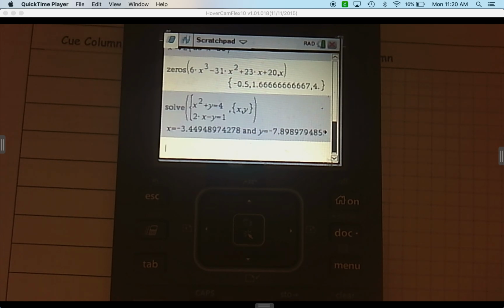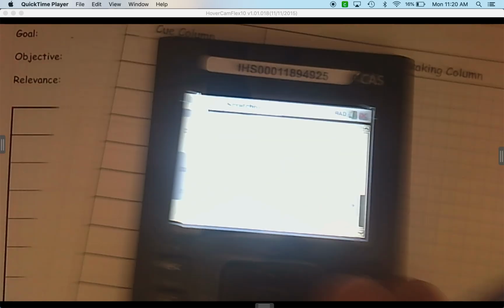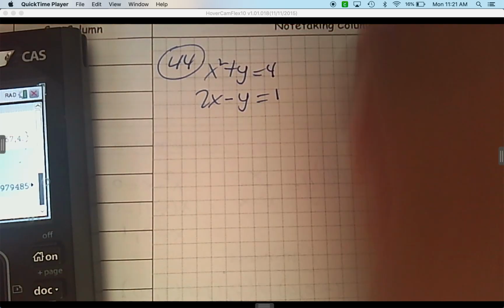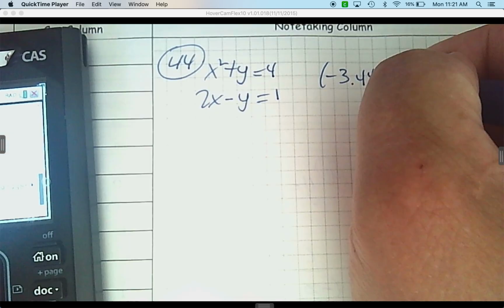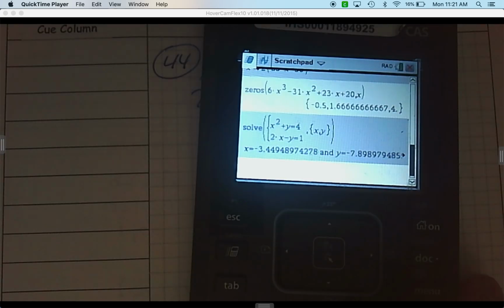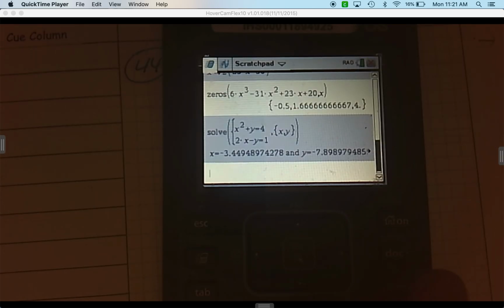So the point of intersection, and there might be more than one, so be careful that you might have 2 answers here. The one answer I see in front of me is negative 3.449. Write that down quick. Negative 3.449, and the y coordinate, and the rule again for AP exams is 3 decimal places, and you don't have to round. So negative 7.898.